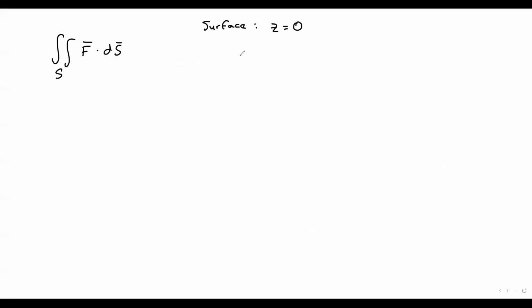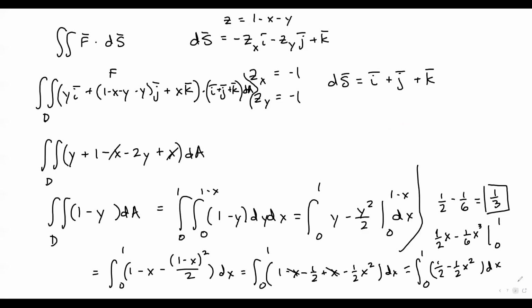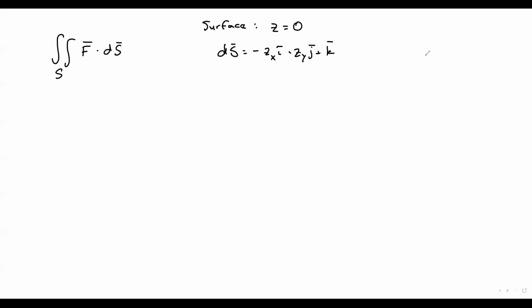All right, and what about dS? What do we want for dS? We know dS, when we have z defined, equals negative partial of z with respect to x i, minus partial of z with respect to y j, plus k. That's the dS for upward. Do we want upward? No. Assuming we're trying to find flow out of this surface, the flow out is going to be downward through the bottom. So this is the case where we want to use the negative of this. I talked about this many moons ago in this video. This video is going to be like 7 hours long or something.